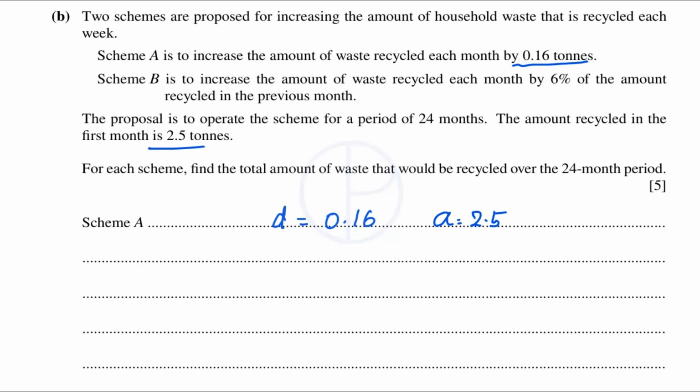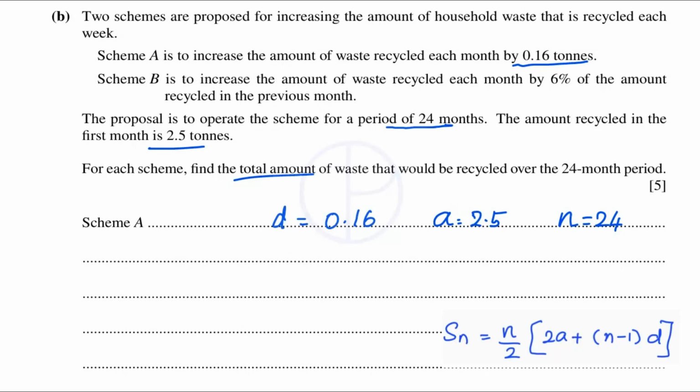And the proposal is to operate the scheme for a period of 24 months. So n is 24. What we need to find here is the total amount, that is the sum. To find the sum, the formula is S equals n divided by 2 multiplied by 2a plus n minus 1 multiplied by d. Now we know n, a and d. So we know all the parameters here.